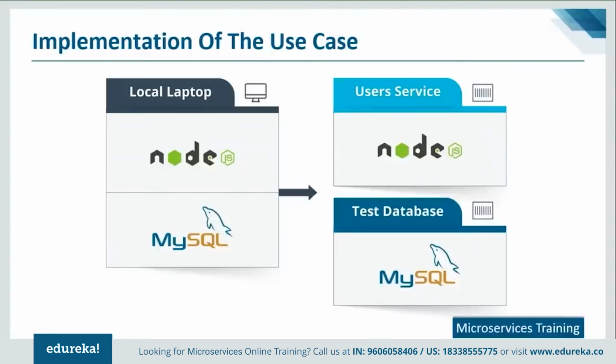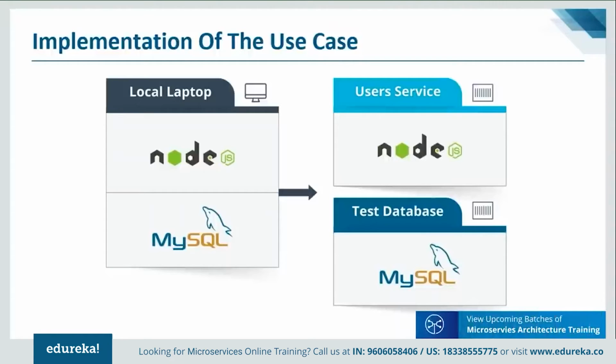Now let us discuss the implementation of the use case. I already told you what I'm going to do here. I have a monolithic architecture that has Node.js and MySQL running on one single instance. I'm going to create two microservices, user service and test database, running on two different containers, and I'm going to run those containers using Docker Compose.